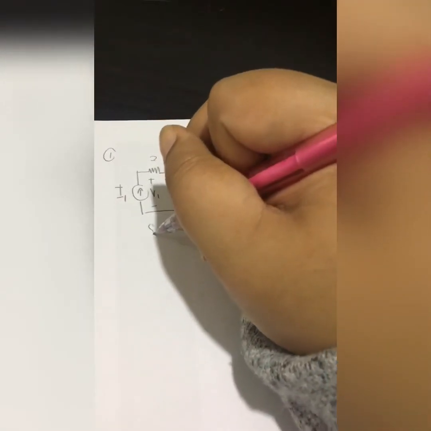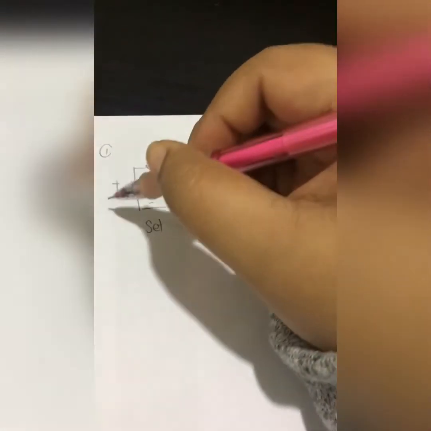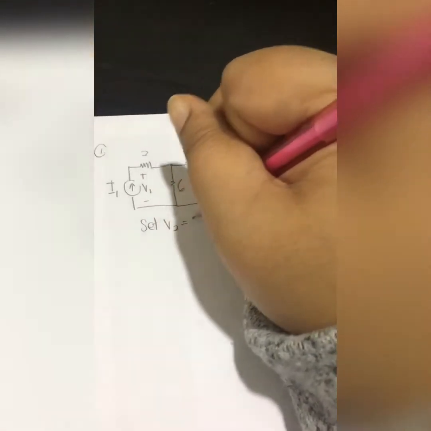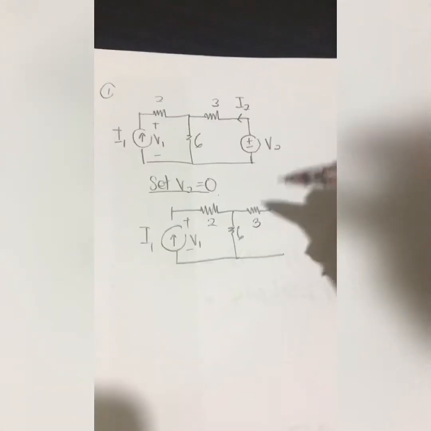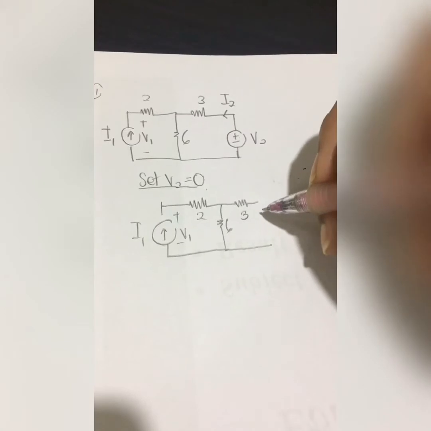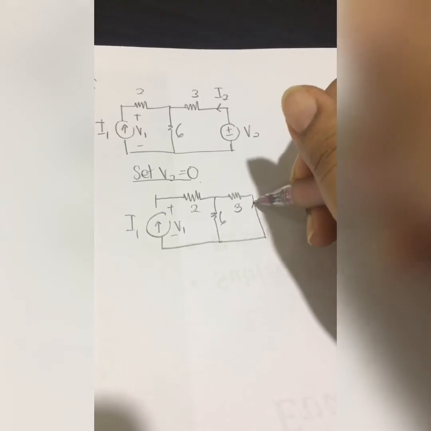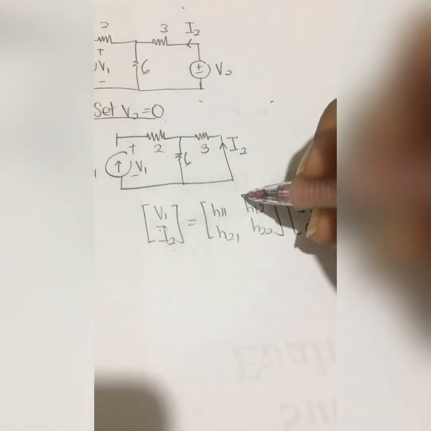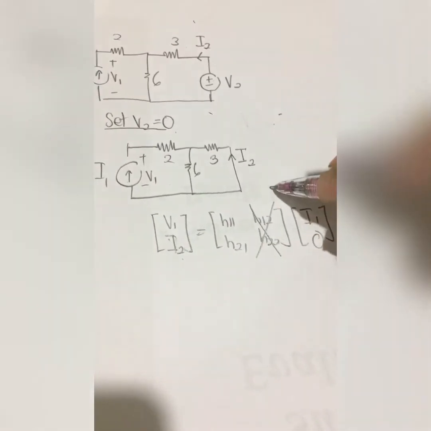First step, we can either set I1 as 0 or V2 as 0 first. So let's set V2 as 0. When we set V2 as 0, this line will be short circuit, and we need to calculate the current at this branch, which is I2. When we set V2 as 0, automatically this part will be equal to 0.